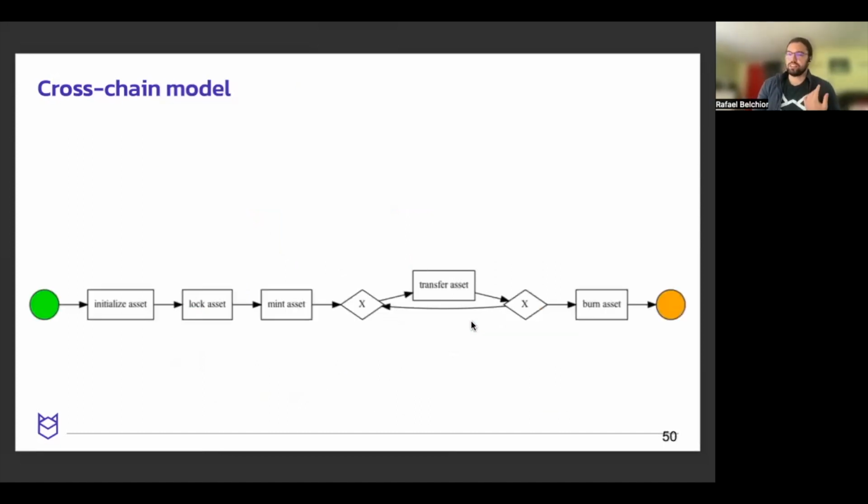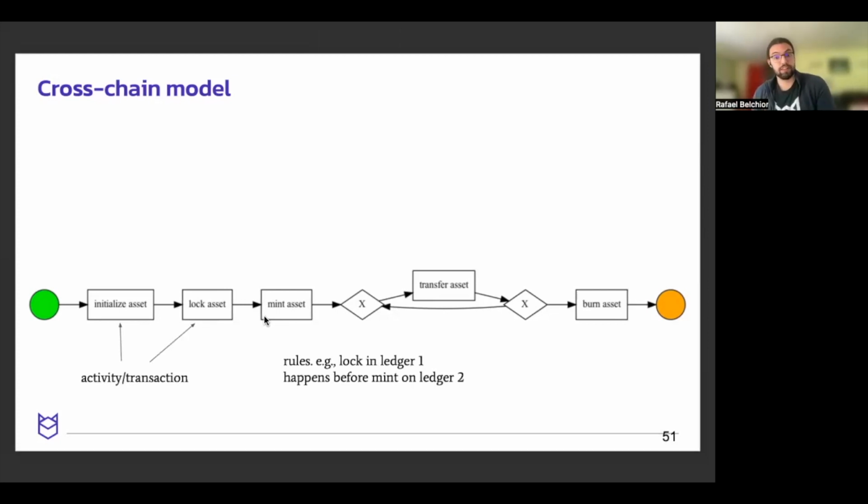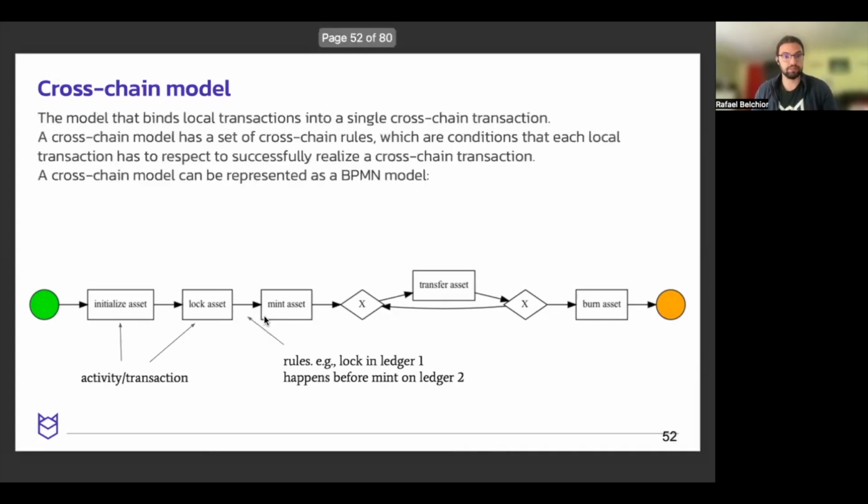So you might see where this is going. The idea now is to create a process model for our bridge use case. What you see here represented are the activities that are generated from event logs. The activities are transactions, and the cross-chain rules, the cross-chain model, are the arrows. So what can happen in the bridge use case? We are binding local transactions in a single cross-chain transaction that respects a certain set of rules. And this is how we try to model the bridge use case.